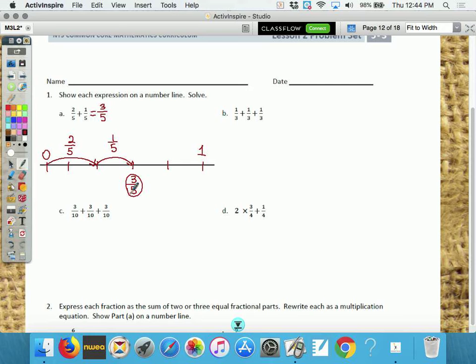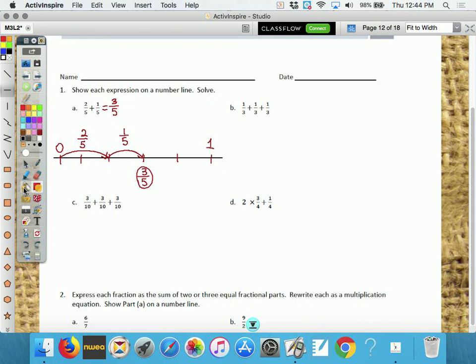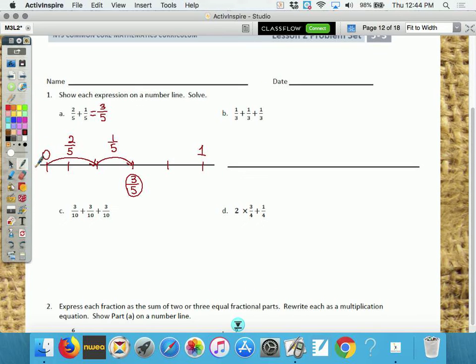Let's do B now. B's a little different, but not much. We did this yesterday in class, okay? So 1/3 plus 1/3 plus 1/3. What's the answer? 3/3 or 1 whole. So the end marks on the number line are pretty easy to figure out, aren't they? 0 and 1.